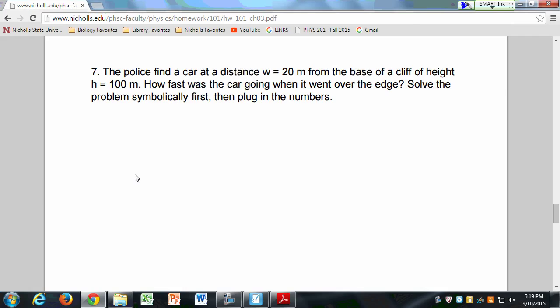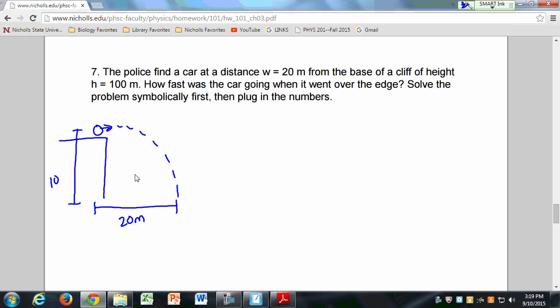So I wanted to actually look for a problem like this, so this is a good one. Here I have a similar situation. I have an object that comes off like that. In this case, it's a car. I know that it traveled a distance of 20 meters, and I know that the height here is 100 meters, and I want to know how fast it was going when it went over the edge.